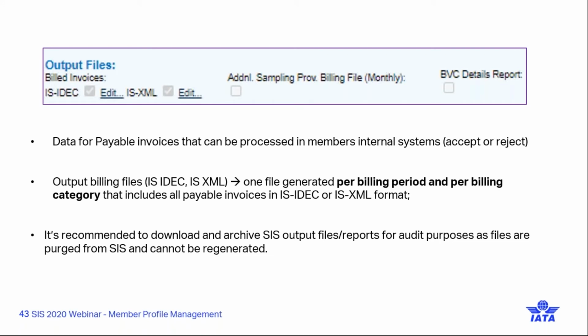Continuing on to output files. Output files are files that include all billed invoices. Processable data for payable invoices, accept or reject for data processing purposes. Now, 2 reminders for this. These informational files are automated. They'll generate once per billing period per billing category. Due to this, we recommend to archive these files as they cannot be retrieved retroactively.